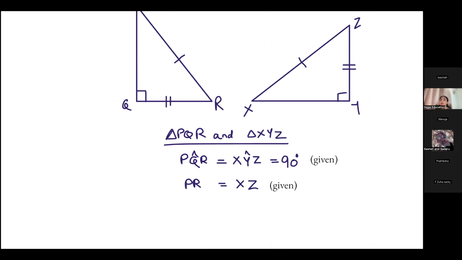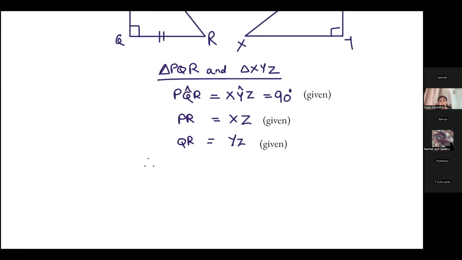In addition to that, another side pair is equal. In PQR, QR is equal to YZ here. And here also the reason is given. So we have a right angle pair, we have the hypotenuse pair, and we have another side pair. Therefore, we can say triangle PQR is congruent to triangle XYZ under the RHS case.